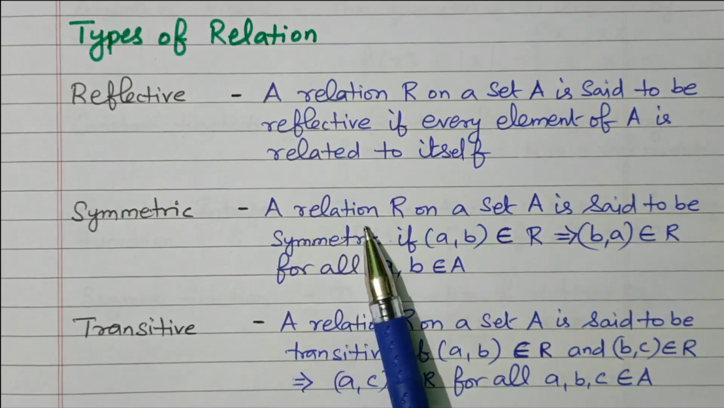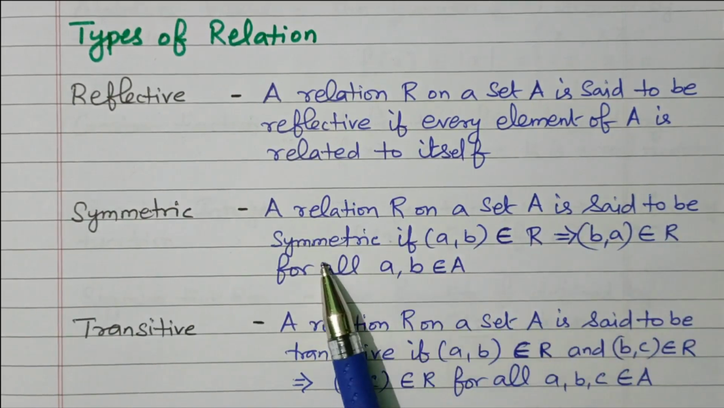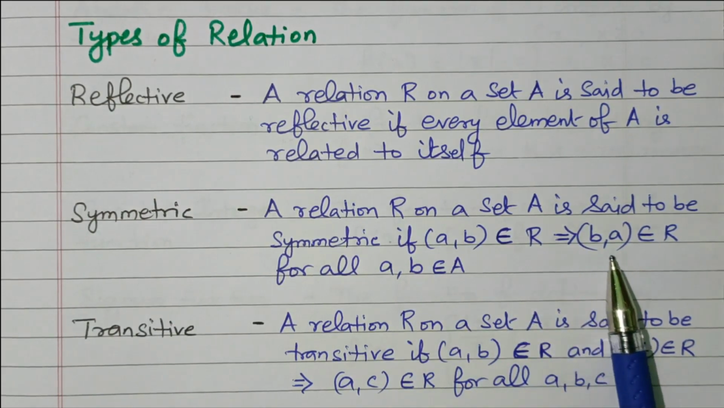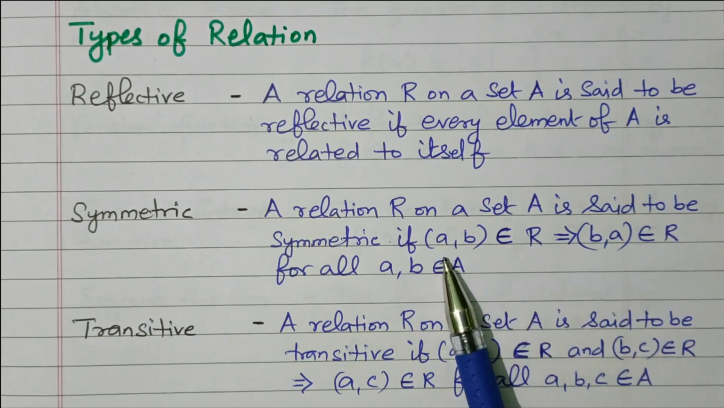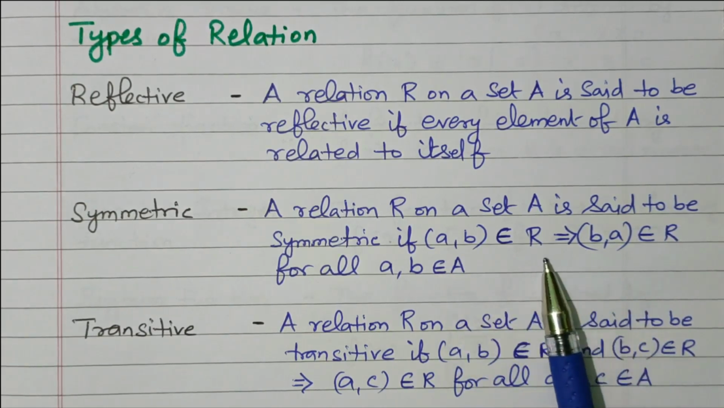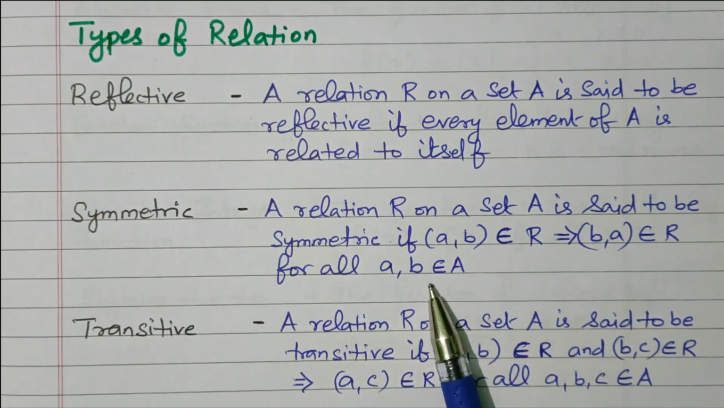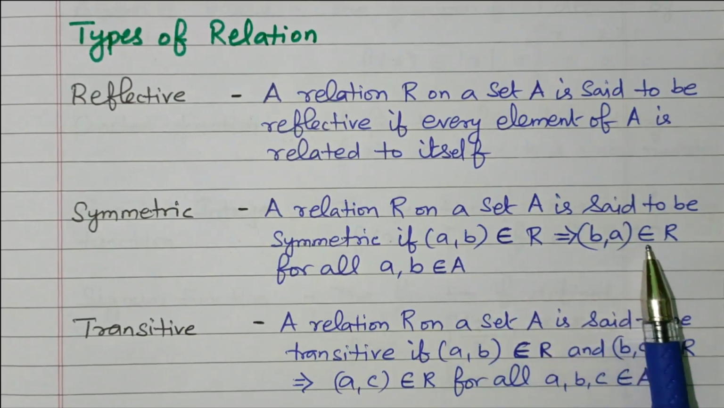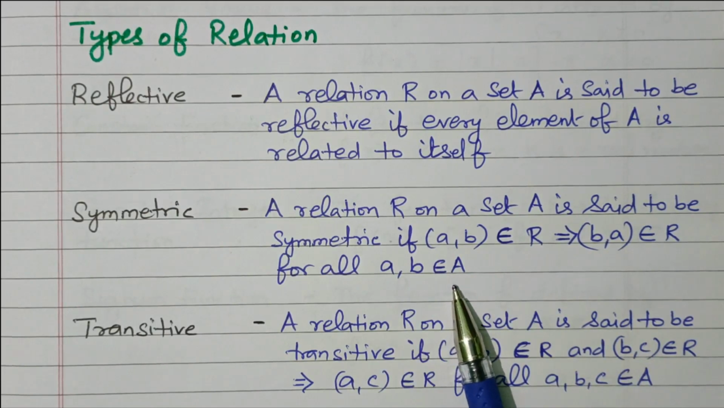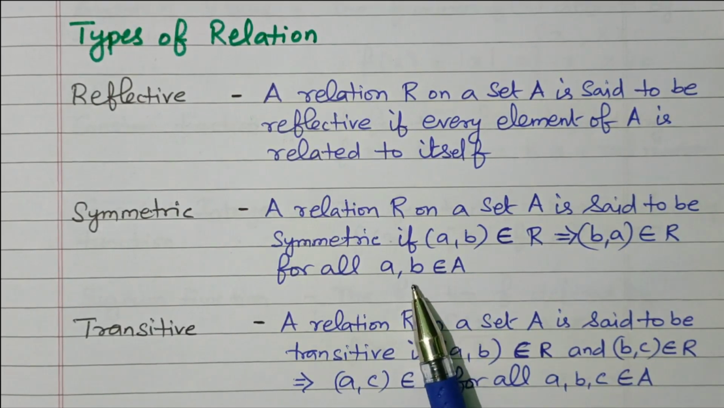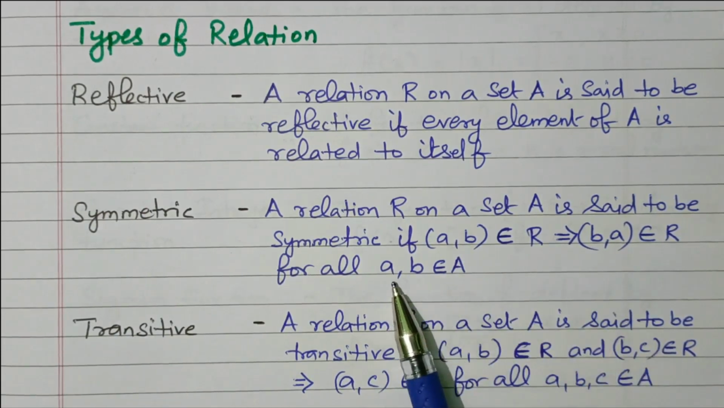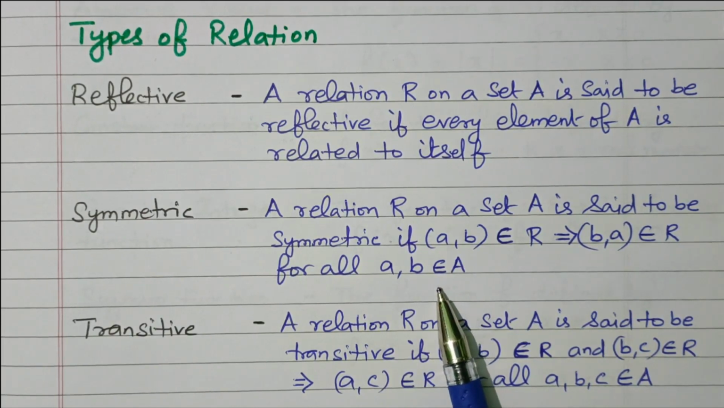Symmetry. A relation R on a set A is said to be symmetric if (A, B) belongs to R implies (B, A) belongs to R, right? Both (A, B) as well as (B, A) are in R for all A, B in A. If (A, B) is related to R means (B, A) is also related to R, then it's called symmetry.